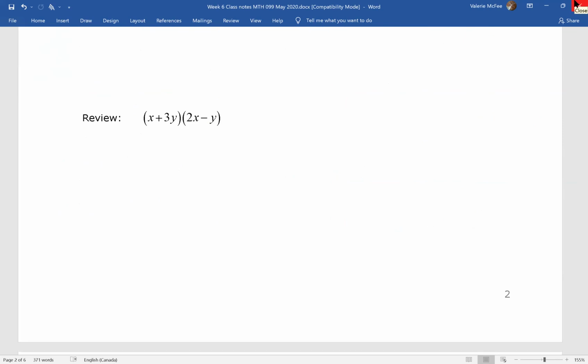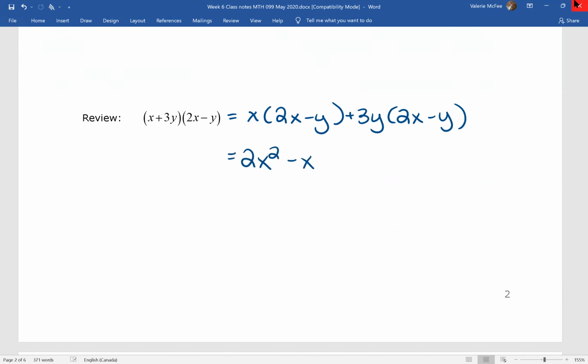We want to look at one more type of factoring. It's actually the same. It just looks a little bit different because you'll notice that instead of only having x here in these binomials, we have y. Why don't you pause the video and multiply this out? Remember that x multiplies the second bracket plus 3y multiplies the second bracket. And again, we have like terms in the middle.